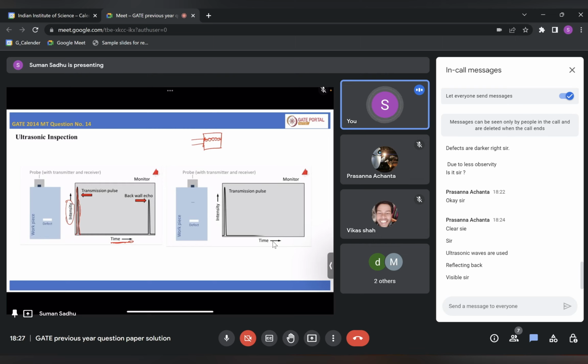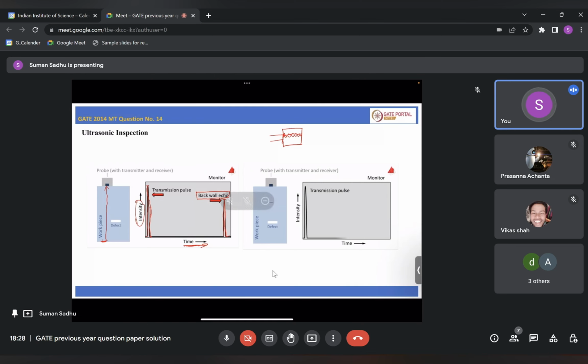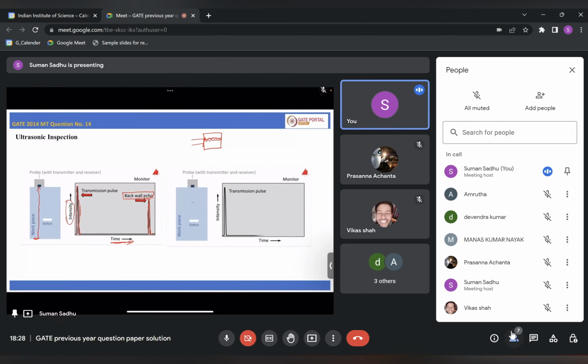Now it travels through the sample and then it is reflected back to the receiver. This is called the backwall echo. When it reaches that free surface, it is reflected back to the receiver, so after some time you will get one more peak. This is because of the reflected wave from the free surface. And also you can see there is an intensity difference. Can anyone tell me why? It is not encountering any defects or anything, but still there is an intensity difference. Why?